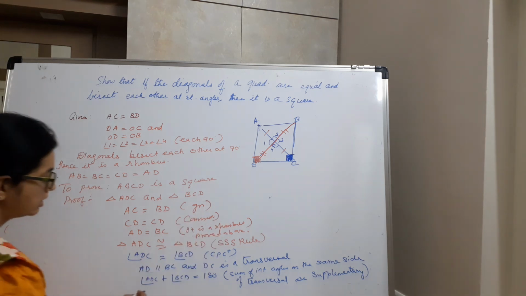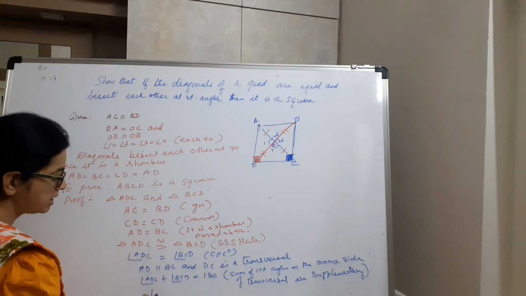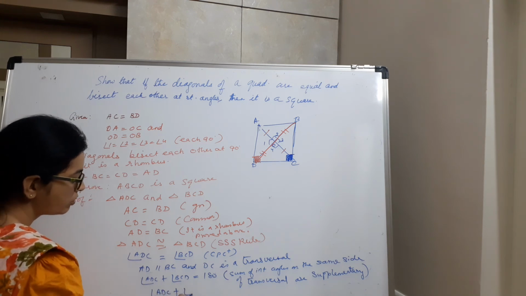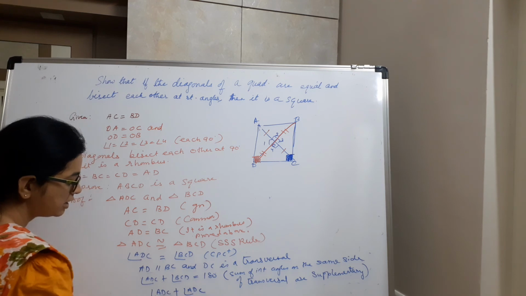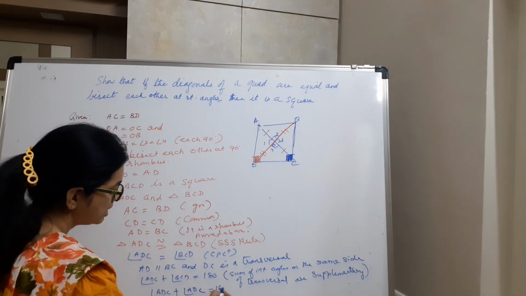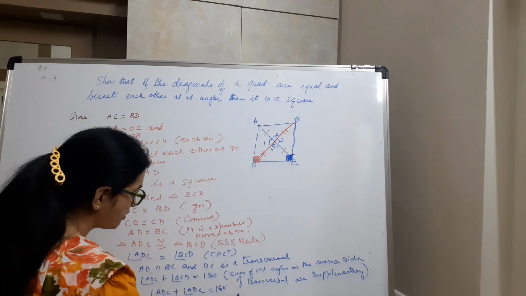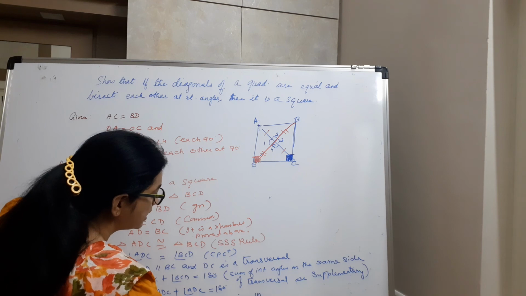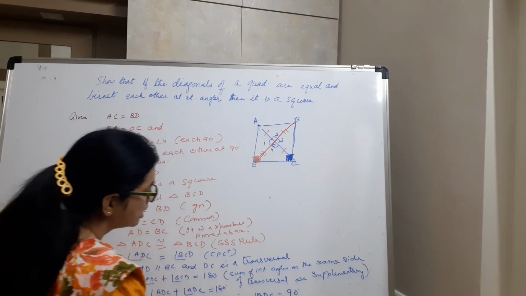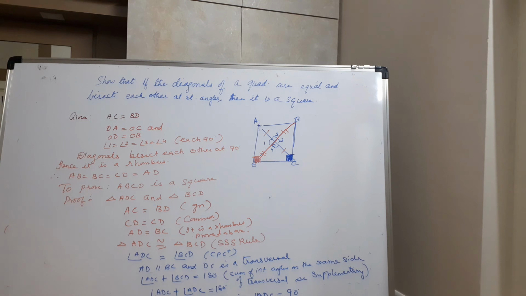Okay, now we know that in CPCT angle ADC and angle BCD are equal. So I will replace BCD and repeat ADC 2 times. When I repeat ADC 2 times, I get 2 ADC is equal to 180. Therefore, angle ADC is equal to 90 degrees. If one angle is 90 degrees, then it is a rectangle. So all squares are rectangles, but at present we have to prove that it is a square. Hence ABCD is a square.